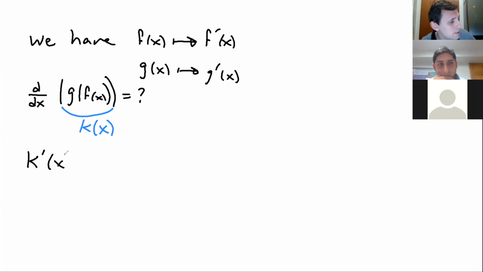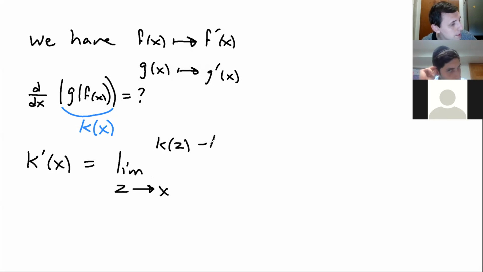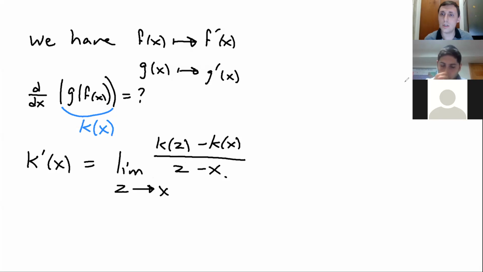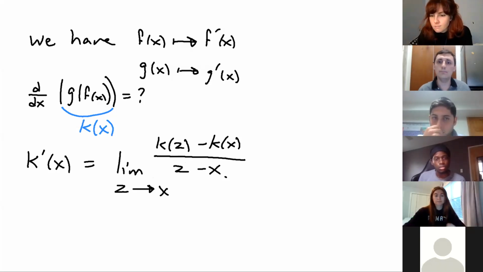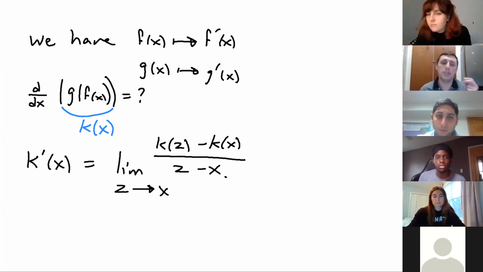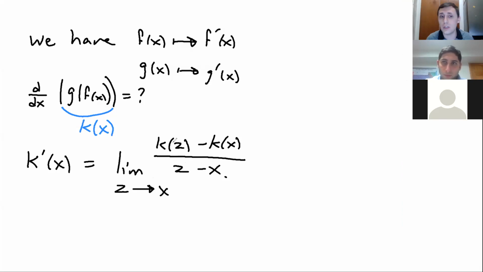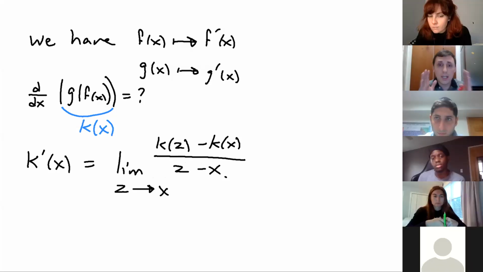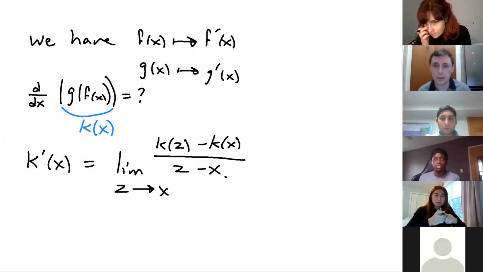So k prime of x by definition is, one of the definitions is, the limit as z goes to x of k of z minus k of x divided by z minus x. Do you agree, guys? You understand the z, the x, doesn't matter. What is truly the derivative, guys? I'd like to remind you that you should think of that in absence of the letters. The letters are just supposed to help you see a picture. They should not be blocking your view.